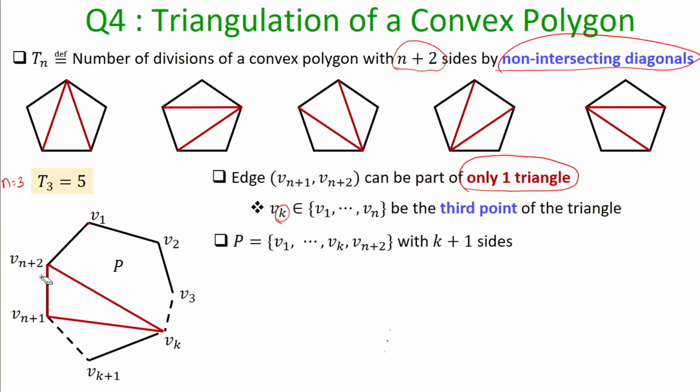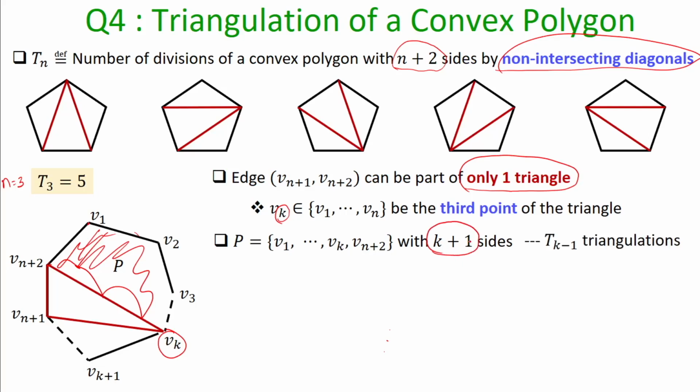So now, once I fix the third vertex, namely the vertex Vk, the overall polygon with n plus 2 sides will be divided into two smaller polygons. The first polygon P has the vertices V1, V2, V3, up to Vk, and the side Vk comma Vn plus 2, and the last side being Vn plus 2 comma V1. So it will have k plus 1 sides. And how many ways can I triangulate the polygon P? Since it has k plus 1 sides, as per my definition, an n plus 2 side convex polygon is triangulated in Tn number of ways. So a k plus 1 side polygon can be triangulated in T of k minus 1 number of ways.